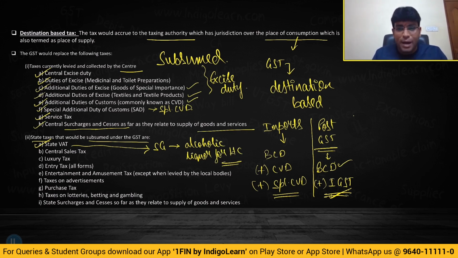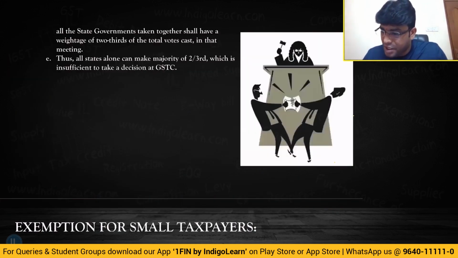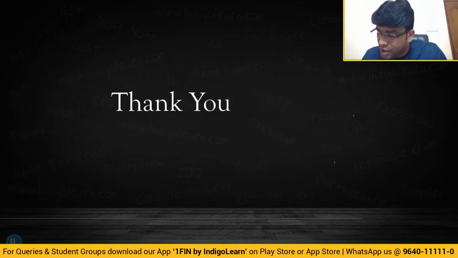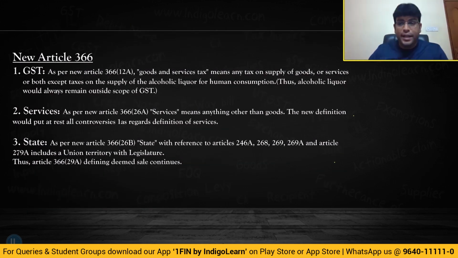Now, why am I talking about alcoholic liquor for human consumption? Let me tell you. GST is a tax. I repeat one more time. In fact, I'll open the definition. I already have the definition. You can scroll across in the notes. You can see the last but one slide. That is your Article 366, guys. Look at that, please.